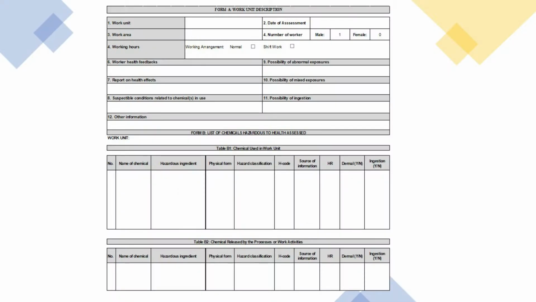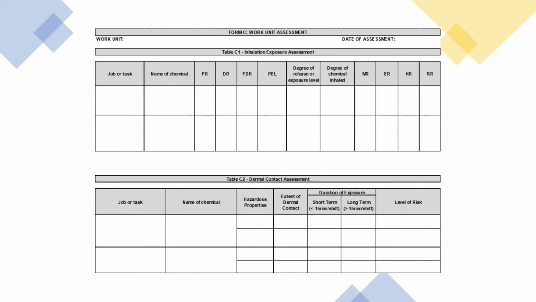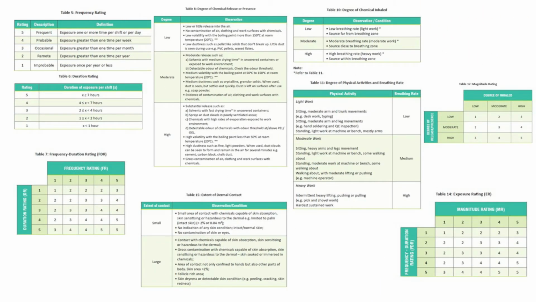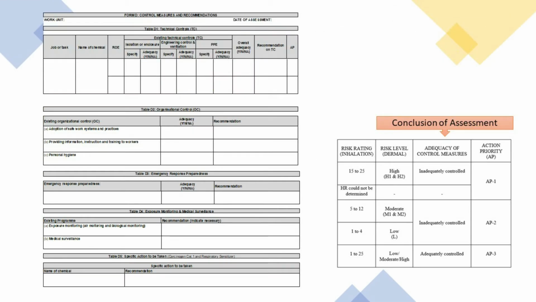Form A, work unit descriptions. Form B, list of chemical hazards to health assessed. Form C, work unit assessment. This figure shows the calculations and classification criteria for inhalation and thermal contact. Lastly, Form D, control measures and recommendation.